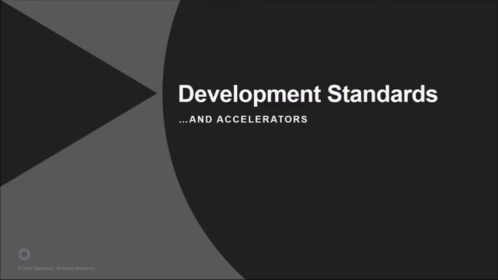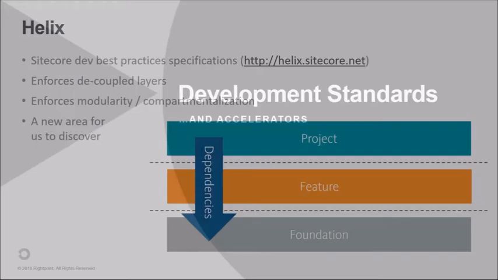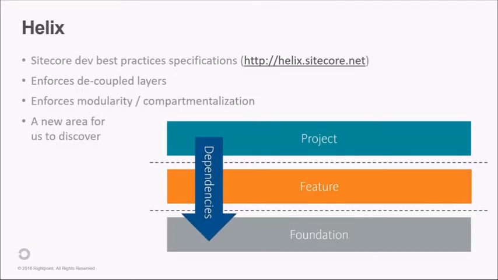So there are a couple of themes that they had at the conference. One of them was around development standards and accelerators. So they introduced Helix, which is a Sitecore specific thing. It's really their recommended best practices for development on the platform. They traditionally haven't had that recommendation or guidance, so it's always been up to the partners or customers to figure out how to implement it. And as you can imagine, that has led to a lot of differences in how customers have done things.